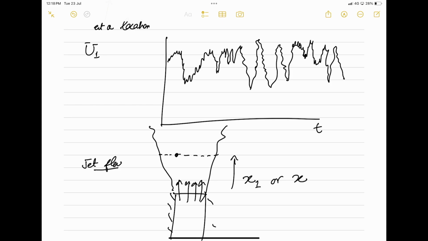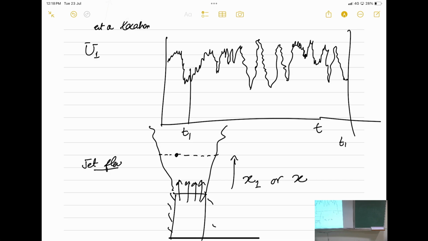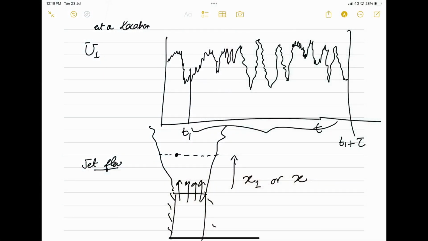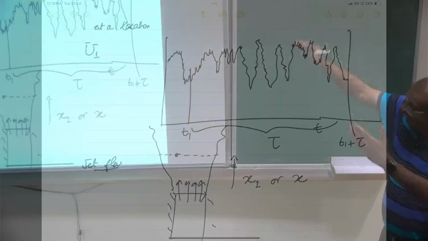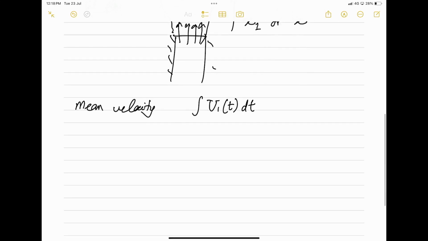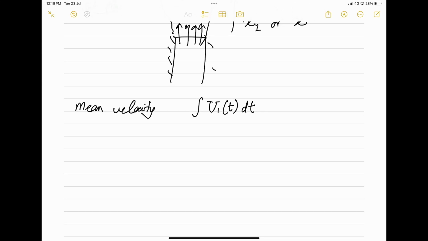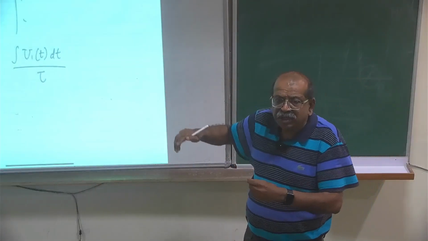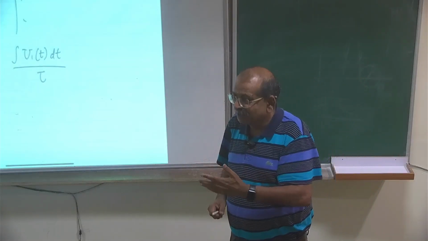So I specify the limits of time as, let's say it starts from t1 and goes till some later time, t1 plus tau. So this time gap is tau. I start from t1, go up to t1 plus tau, and I take the area under the integral. So will that be the mean velocity? No. I have to divide it by the time interval. So this gives me the mean velocity, or actually a time average.